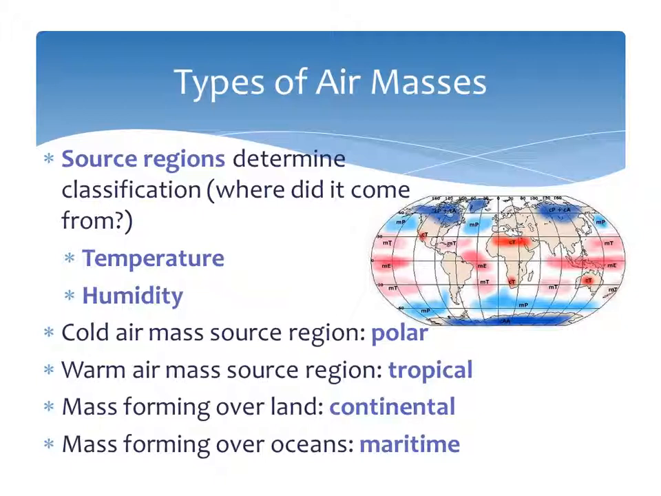If I have a cold air mass source region, it's called polar. So again, it comes from the poles. If I have a warm air mass, the source region is typically from the tropical areas. The mass forming over land itself would be continental. You can think about it when you look at the globe here in this picture. You see the continents. So if it's forming over the continents, that's where we get the word. And finally, the mass forming over oceans is called maritime.